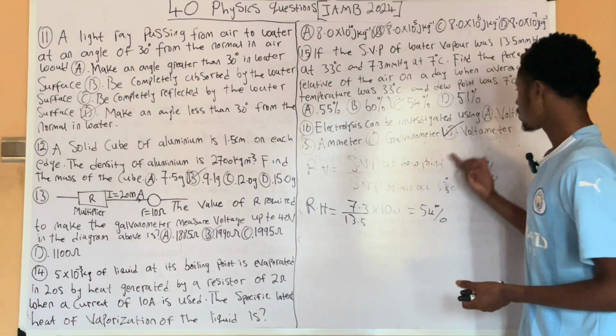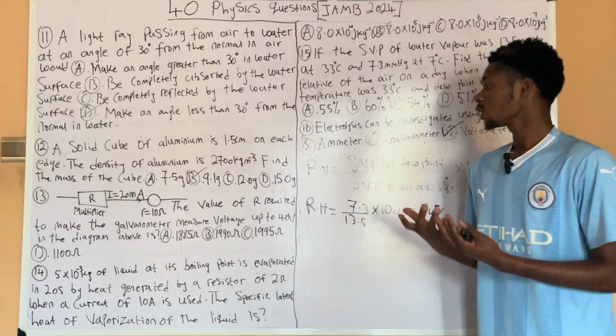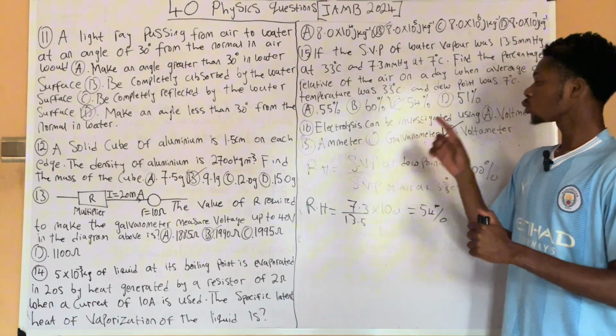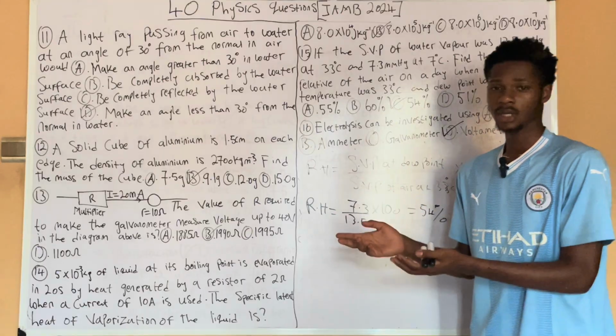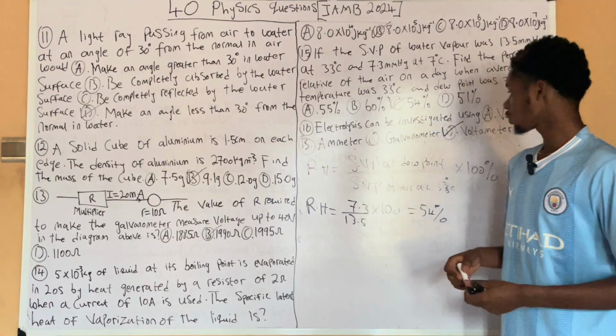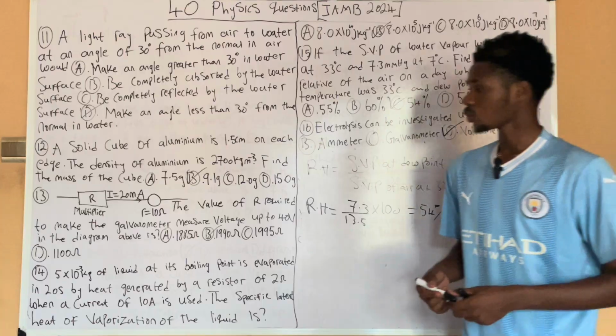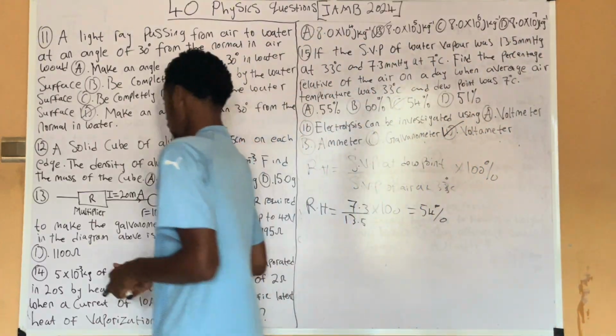What does it do? It helps to measure the quantity of electricity that is used to deposit a particular metal in the electrolysis experiment. That is what a voltameter does. So that is also something you should take note of.